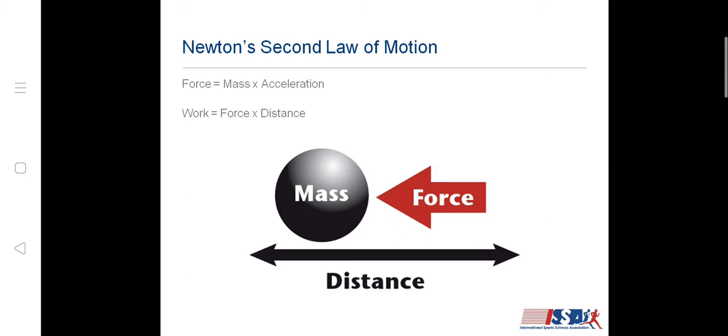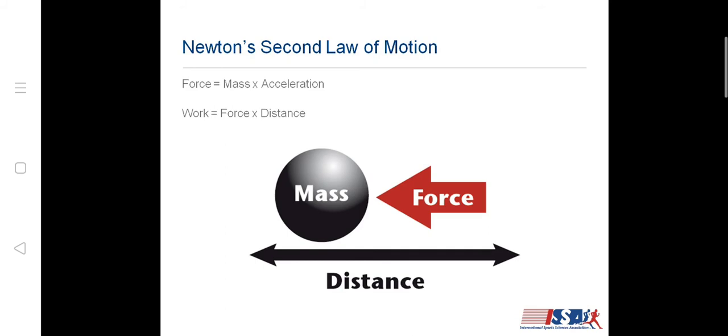Newton's second law of motion deals with force and its relationship to mass and acceleration. Force is equal to mass times acceleration. This means that both the mass of an object and the speed at which it is moved are relative to the force applied to it.